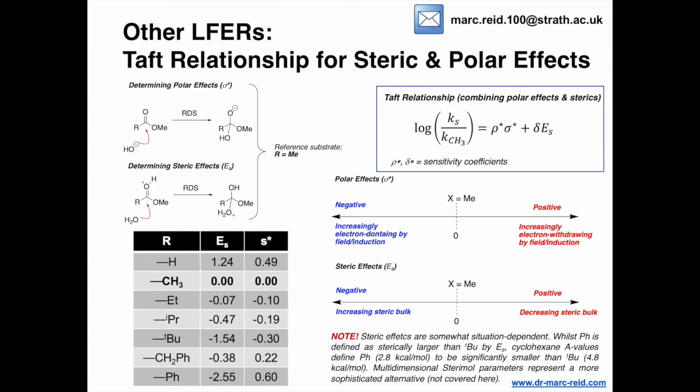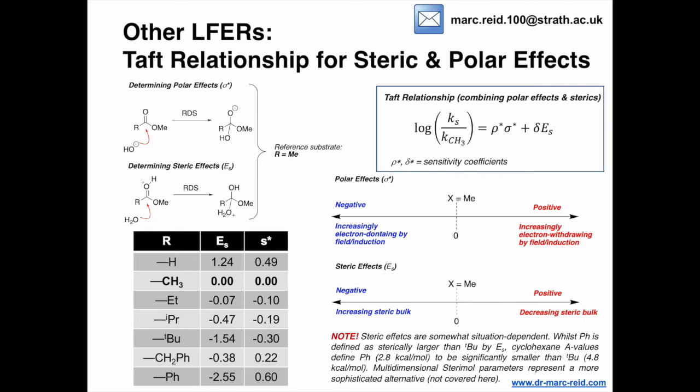To make these polar and steric terms clearer, consider the scales on the right of this slide. For polar effects, negative sigma star values denote increasingly electron donating groups. Positive sigma star values infer more electron withdrawing R groups. For steric effects, negative E subscript S values denote increased steric bulk. Positive E subscript S values occur for R groups with reduced steric bulk relative to methyl.